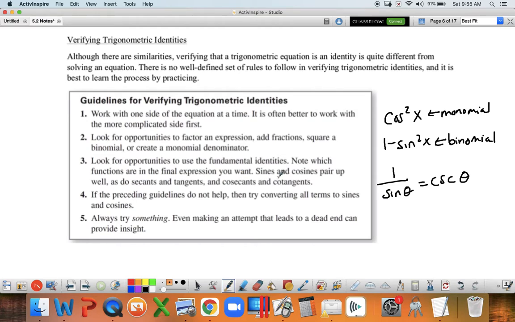Note that there are ones that pair nicely together. Sines and cosines pair well, secants and tangents pair well, and cosecants and cotangents pair well. If all else fails and you're really struggling, convert everything to sines and cosines. Always try something. Even if it leads to a dead end, it might give you some insight into the problem itself.